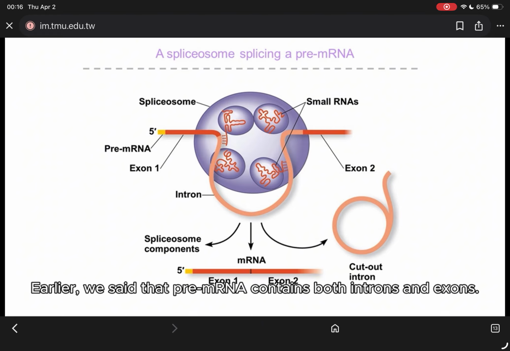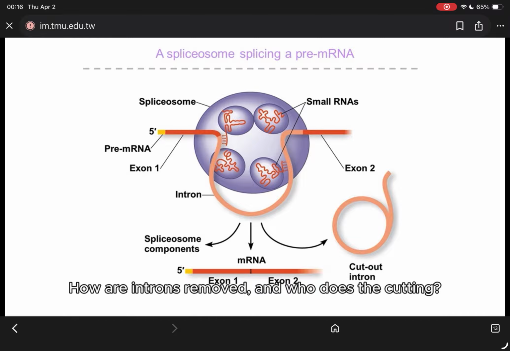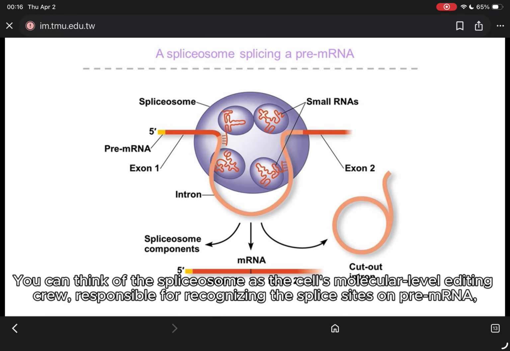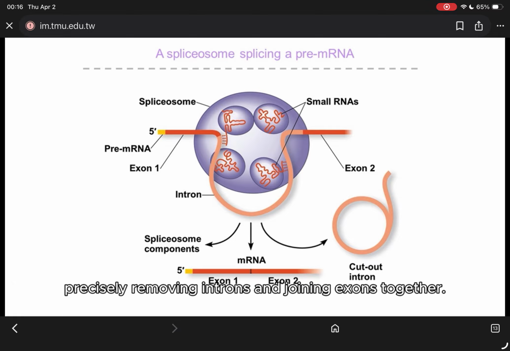Earlier, we said that pre-mRNA contains both introns and exons. So here's the key question. How are introns removed, and who does the cutting? The answer is a remarkable molecular machine known as the spliceosome. You can think of the spliceosome as the cell's molecular level editing crew, responsible for recognizing the splice sites on pre-mRNA, precisely removing introns, and joining exons together.